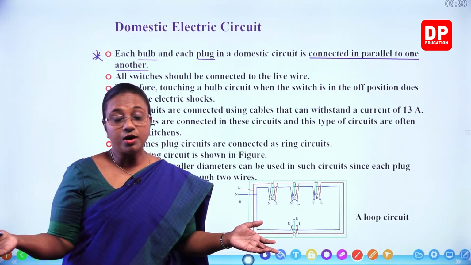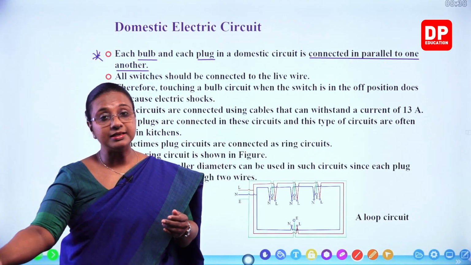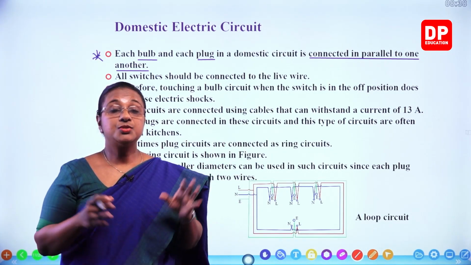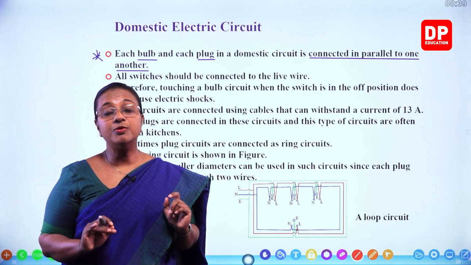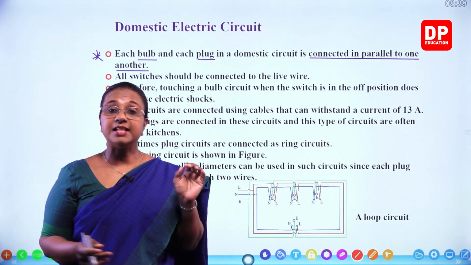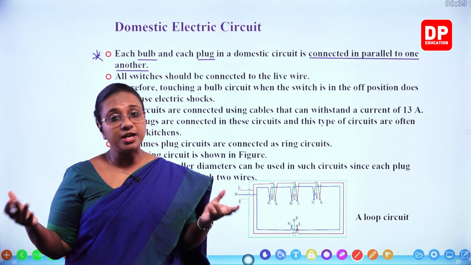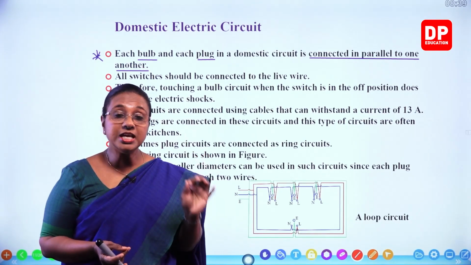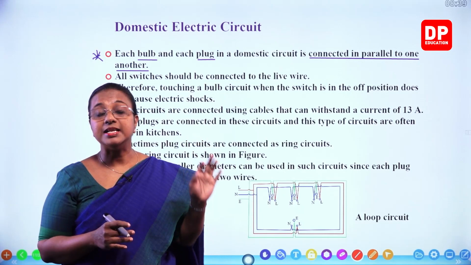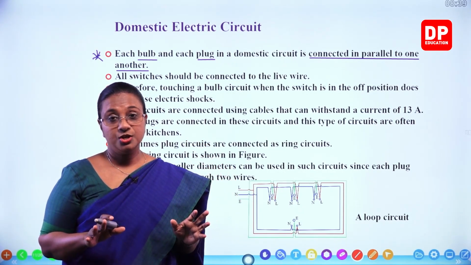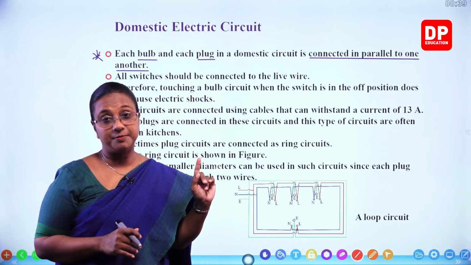Now say in your room, you have a light bulb and a charger plug socket. If you want to switch on the light, you can only switch it on. There will be no current flowing to the plug socket. At the same time, when the light is switched off, you can use the plug socket, or you can use both. So you can use each appliance or each light bulb individually by turning the switch on and off. So that is one advantage of having them connected in a parallel manner.